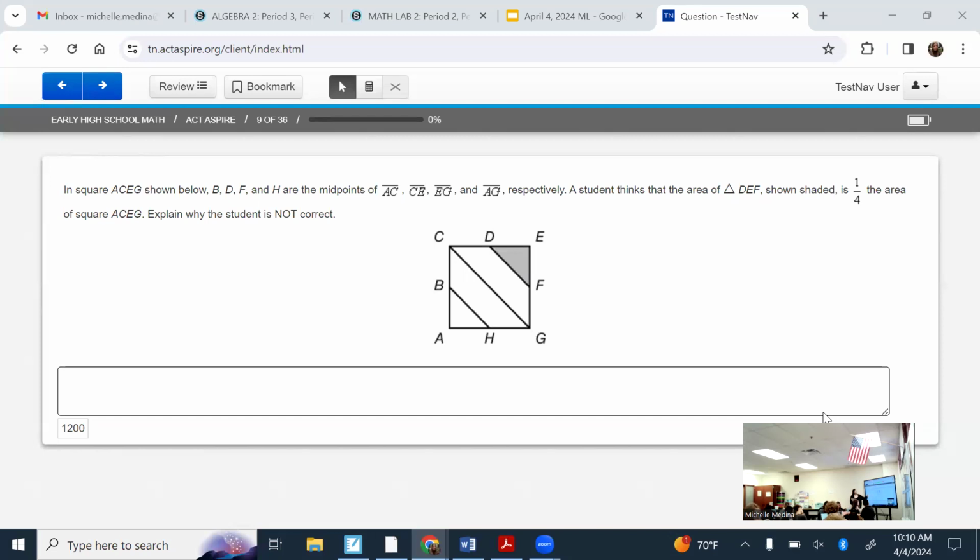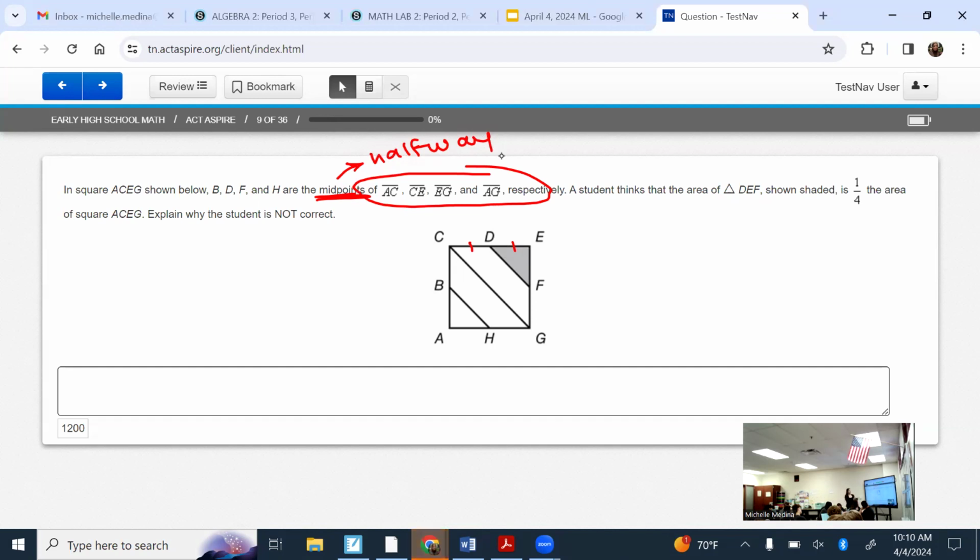So we have square ACEG. So that's how they like to name shapes. They tell you what points belong to that shape. So square ACEG shown below has B, D, F, and H marked as midpoints. If you don't remember, midpoints always cut the line halfway, right in the middle. So I know that from CD to DE is congruent and so forth. And it's the midpoints of lines AC, CE, EG, and AG respectively. So also know the notation of these. These are referring to the lines, so the sides of the square.